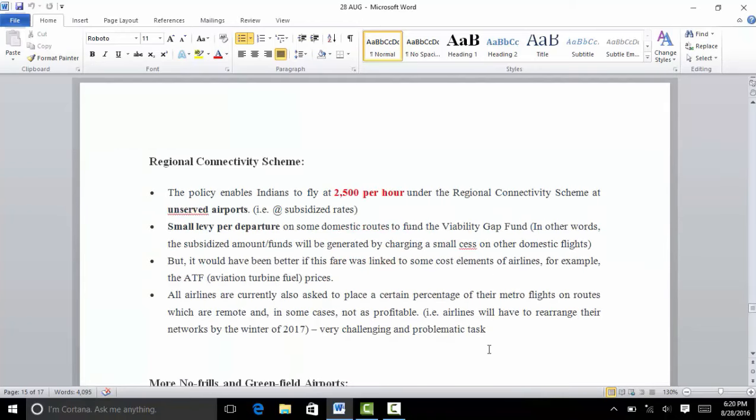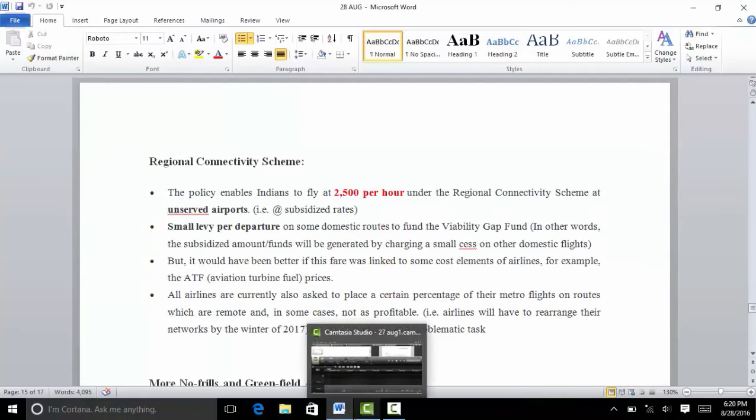Then the regional connectivity scheme, another part of it which was really highlighted in the news, which said that all those distances which can be covered in 1 hour will be charged not more than 2500 rupees. So that's a game changer.